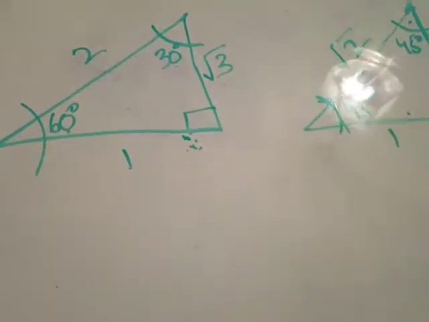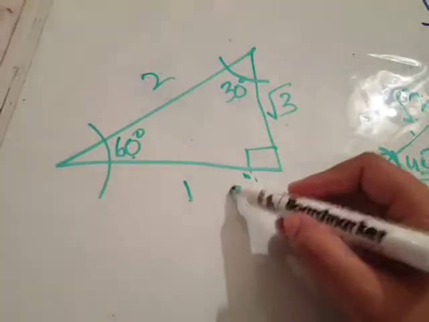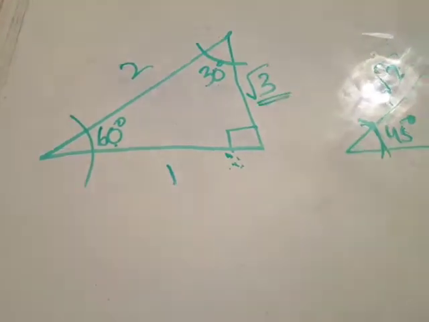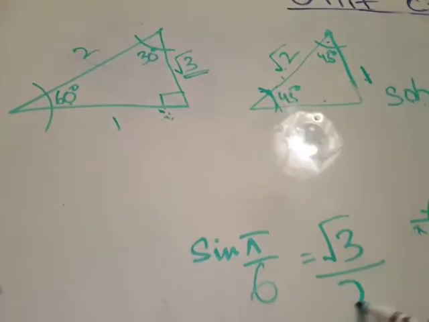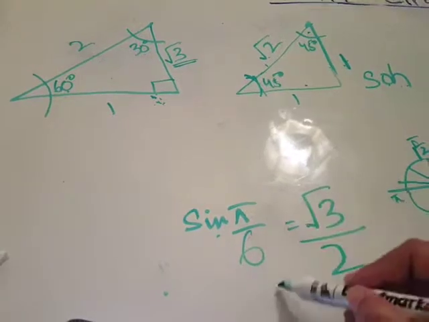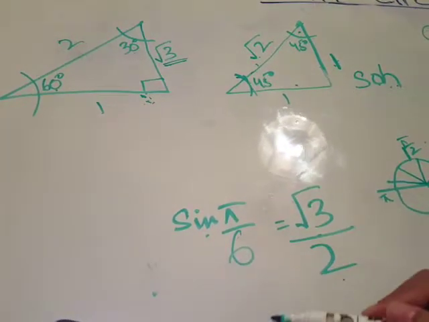So sine is again opposite over hypotenuse. So what is opposite? Opposite is this, under root 3. And what is the hypotenuse? Hypotenuse is 2. So the value for sine pi over 6 is under root 3 over 2.